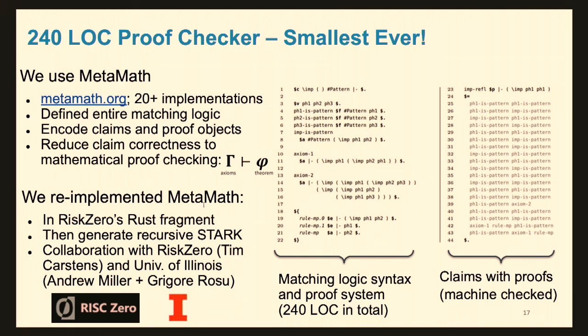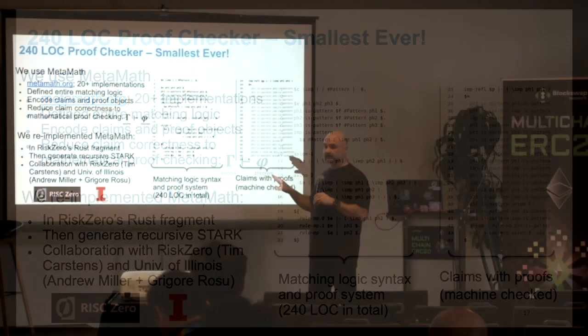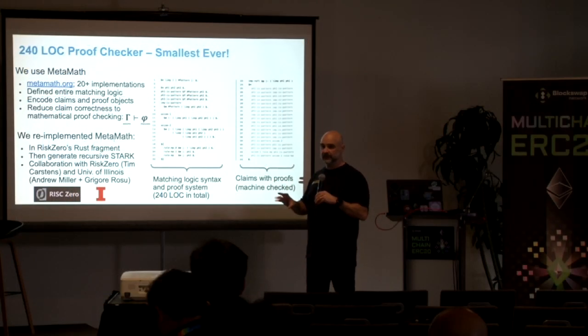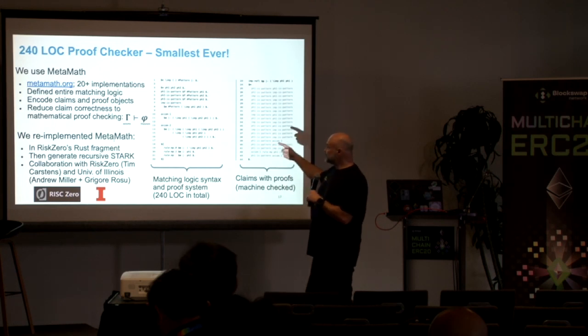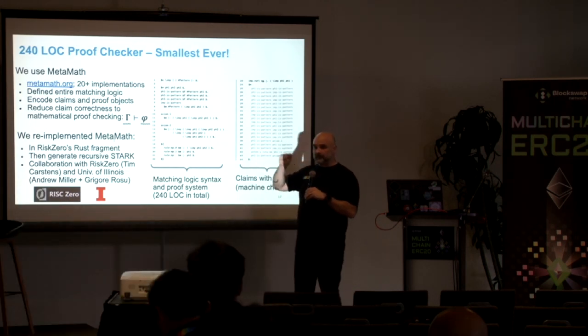Why? Because MetaMath is a super simple language, so simple that you can implement it in a morning. There are more than 20 implementations already available, several on FPGAs, on hardware. I think only one of them is larger than 1,000 lines, about 1,500 lines of code. All the other implementations of MetaMath are a few hundred lines of code. So MetaMath itself is super simple. And then we implemented matching logic in MetaMath in 240 lines of MetaMath.